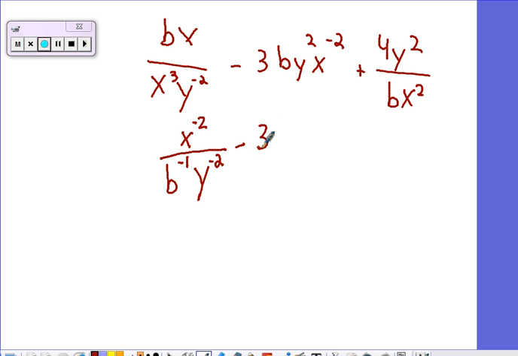So 3x to the negative second over b to the negative first power, y to the negative second. And then the final part, what happens with this one?